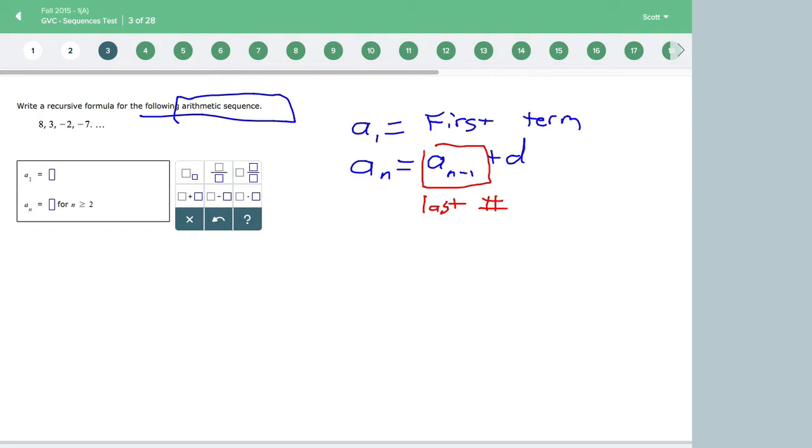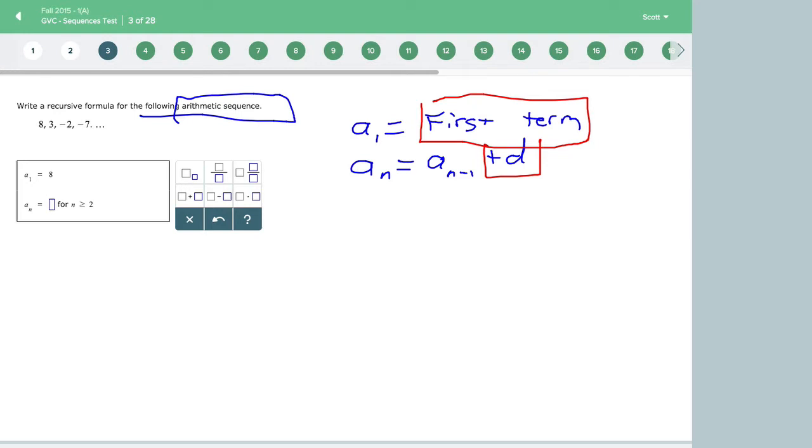In fact, just to avoid the confusion just really quick, I'm going to put the box around only the parts we have to change. We're going to change this one and this one. Everything else we're going to leave exactly the same. So with that in mind, what's our a sub 1? What's our first term? Our first term is 8. So we're going to just type 8 right there.